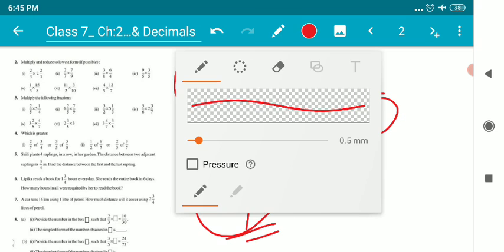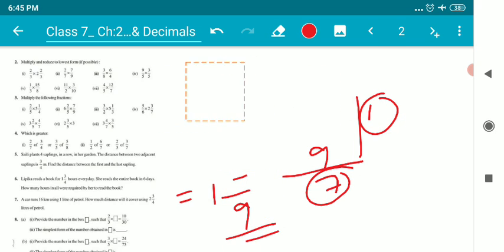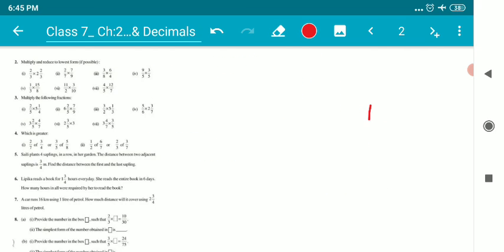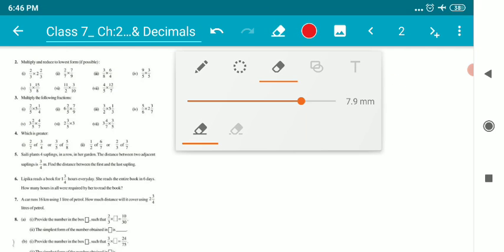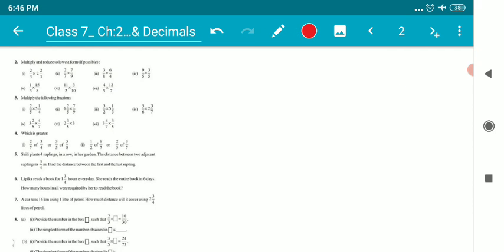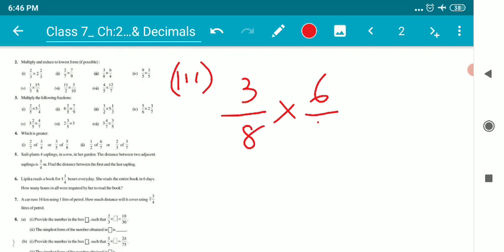So I believe it's clear to everyone. In a similar process, we will try the next question. The next question, number 2, is just similar to question number 1. I prefer to teach you question number 3. Let's see what is written in number 3. Number 3 is about 3 by 8 into 6 by 4.